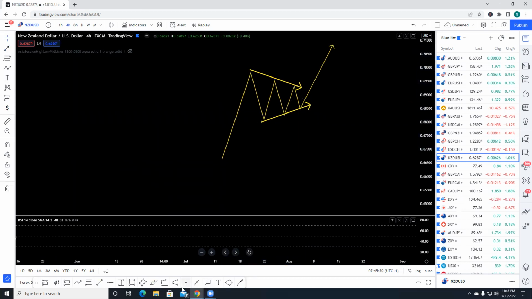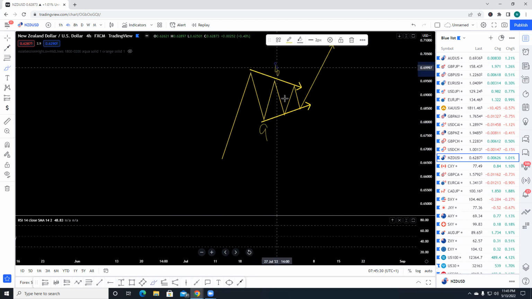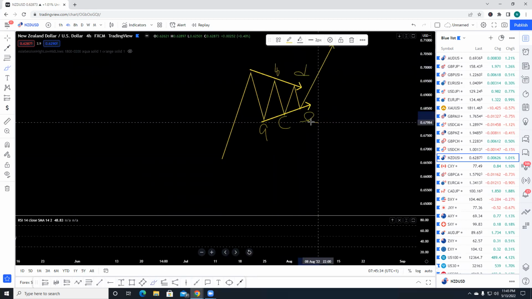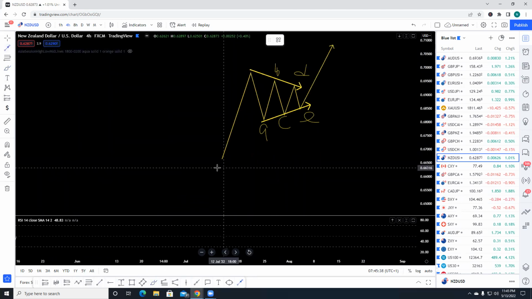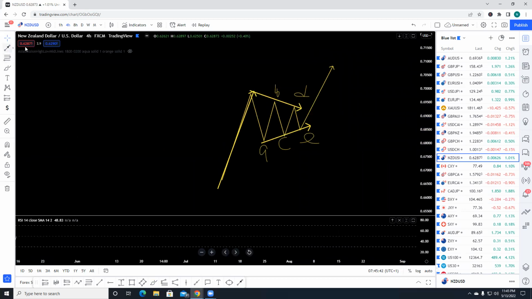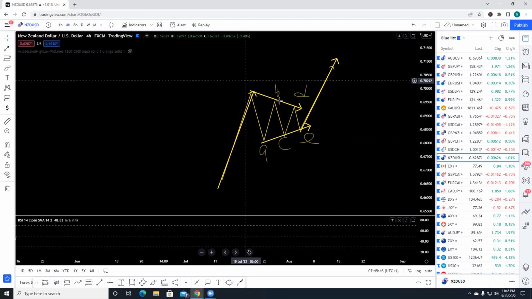can you see? It's already making a triangle in 5 waves. Where are the 5 waves? The 5 waves are not labeled 1, 2, 3, 4, 5 because it is not an impulse, it's a correction. So this becomes A, this is B, this is C, this is D, and this is E. So the impulsive move you have here will now continue after the E is formed. So this is a triangle.